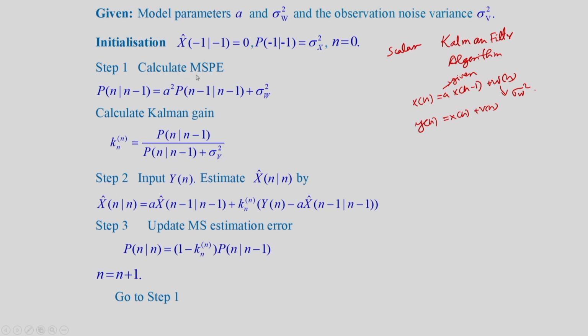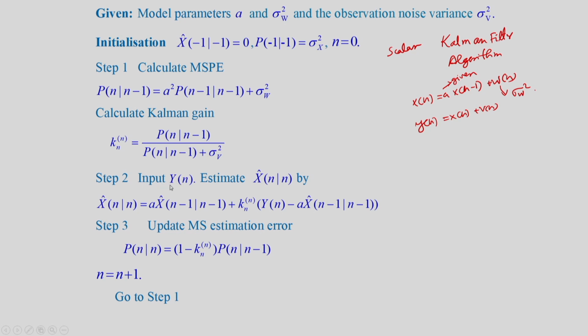Now the first step will be to calculate the mean square prediction error. That formula we know: P(n|n-1) = a squared times P(n-1|n-1), that is the estimation error of the previous step, plus sigma_w squared. Once this mean square prediction error is calculated, we can calculate the Kalman gain, given by k_n = P(n|n-1) divided by P(n|n-1) plus sigma_v squared. So, we will determine the Kalman gain.